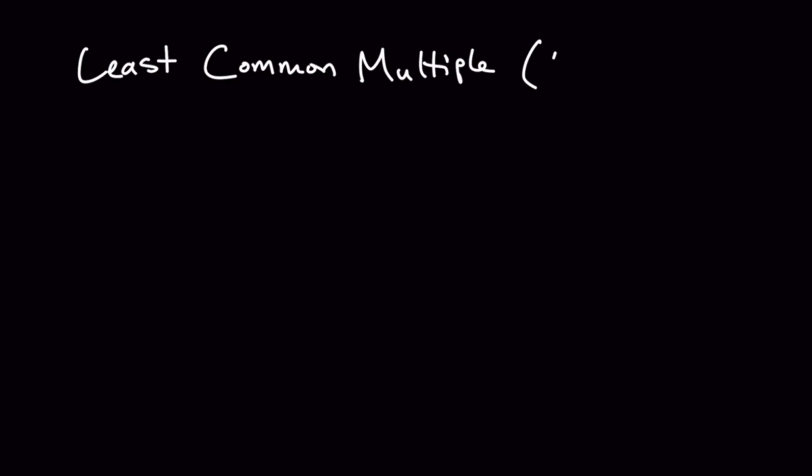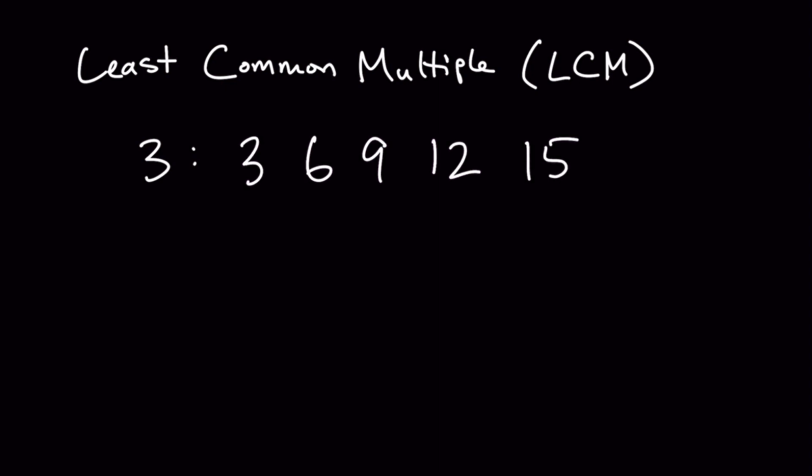Today we're going to talk about how to find the least common multiple, also known as the LCM. A multiple is any number that our given number, let's say 3, can multiply into. So the multiples of 3 would be 3, 6, 9, 12, 15, etc. The least common multiple would be the smallest multiple that would fit 2 or more numbers.